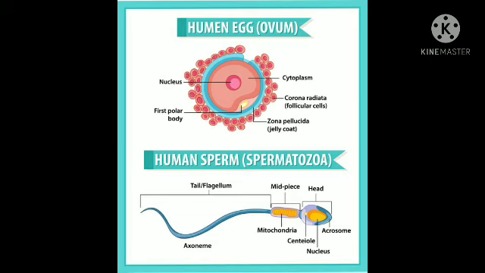Now, the next point is about the structure of the spermatozoon. First of all, we must know what the spermatozoon is. Spermatozoon is a haploid male gamete whose primary function is to fuse with the female ova to ensure the transmission of the parental characters into the offspring.